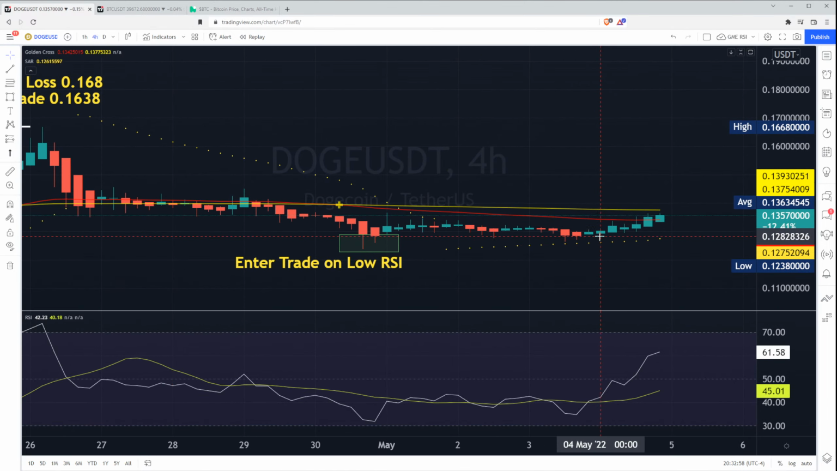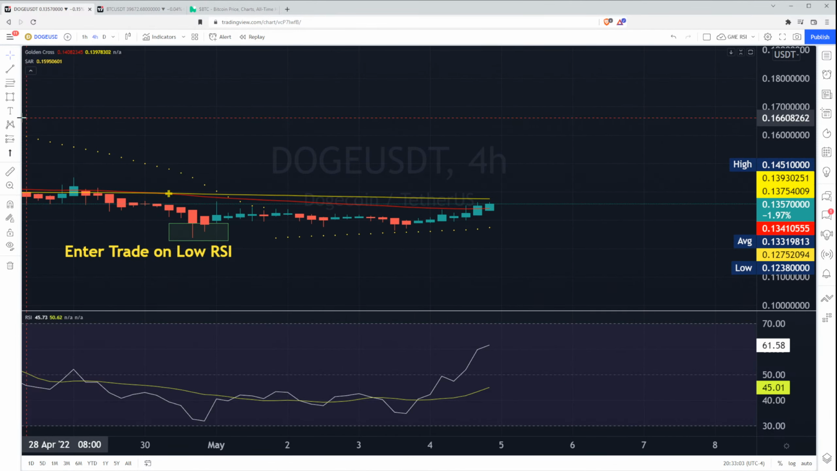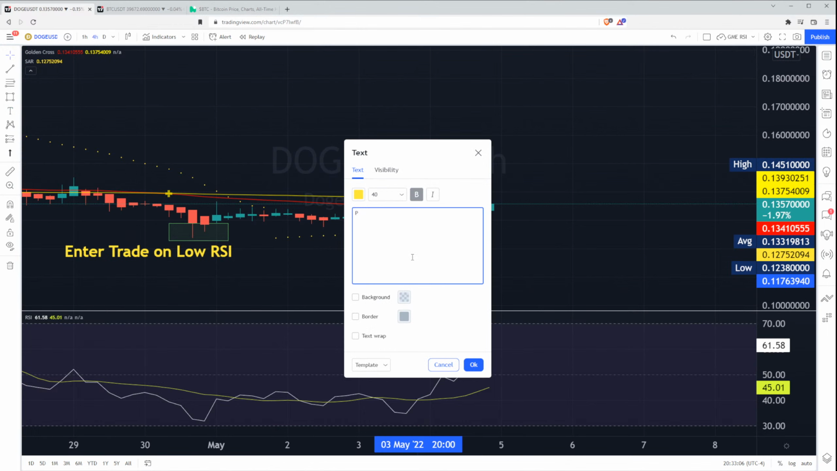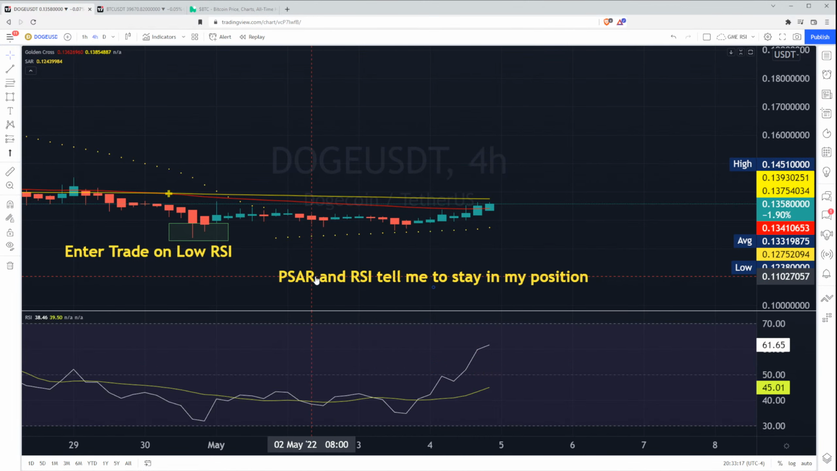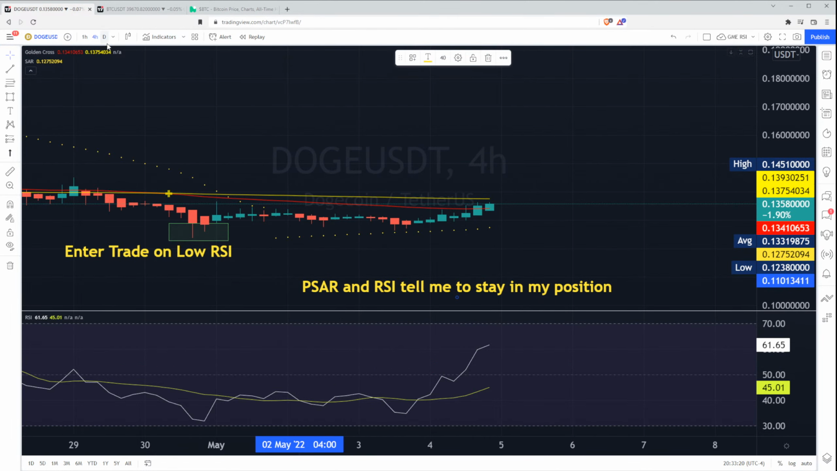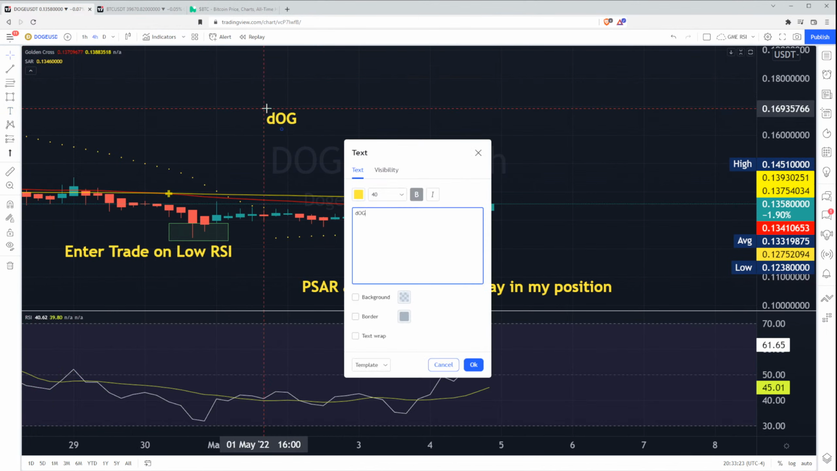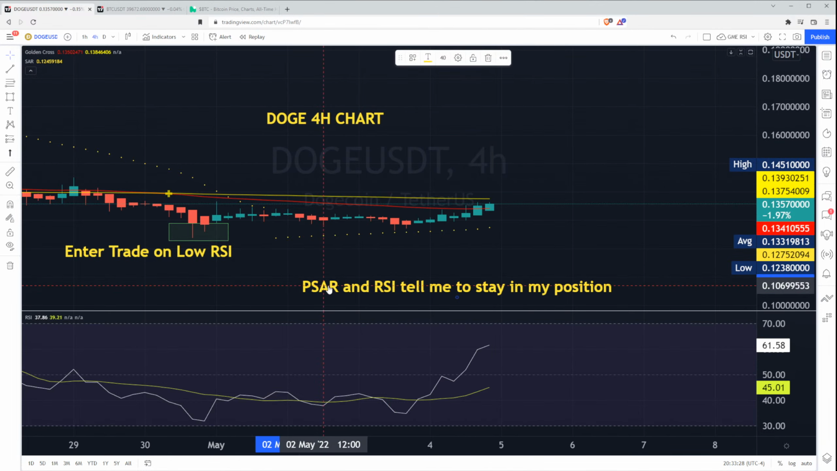But with Parabolic SAR, we're probably still riding this Doge, and we're only at 61 RSI. So right now, currently I'm in a position, and based off this 4 hour chart, the PSAR says we're still uptrending, and the RSI is not all the way matched yet, although we are a great distance above that moving average right here. It says stay in my position.